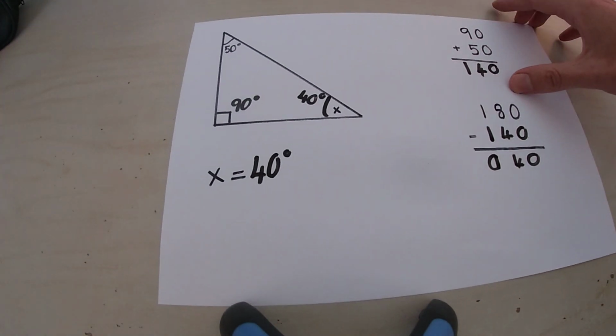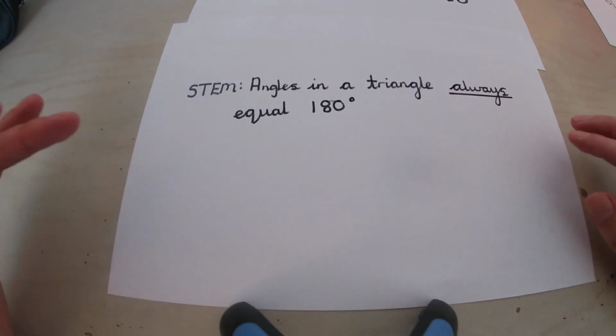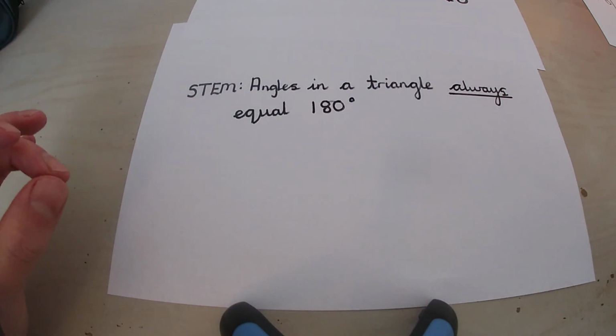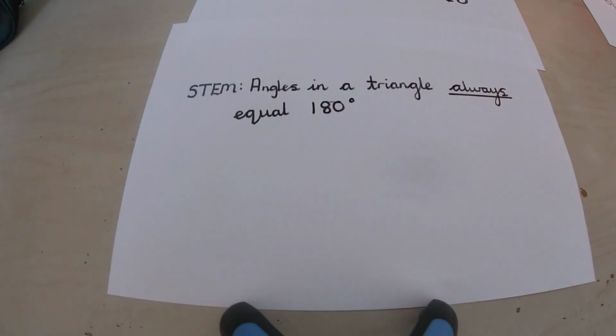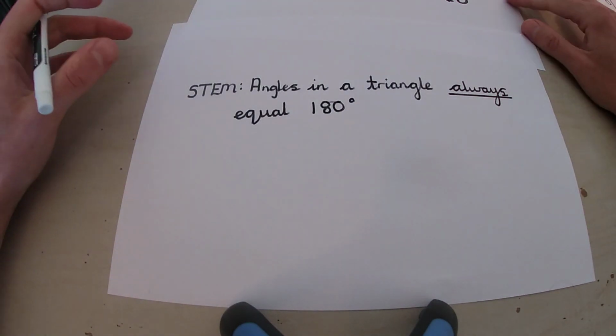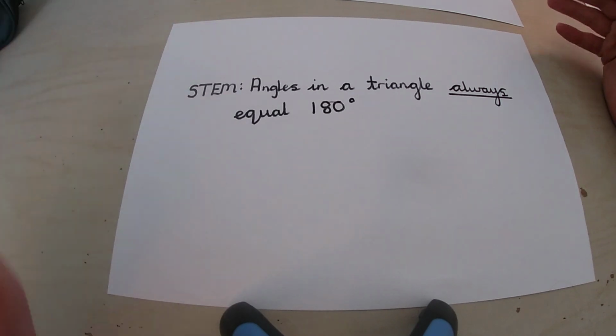So before you start your work, I just want you to have a quick reminder of this. Our angles in a triangle always add up to 180 degrees. Okay. Now I want you to have a go at the task. And just remember, our target number is 180. Enjoy. See you later.